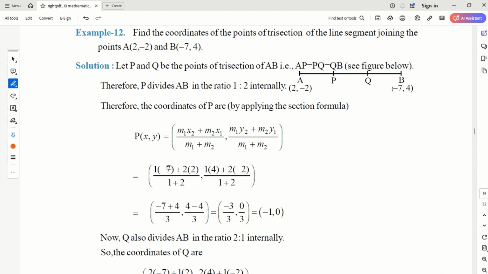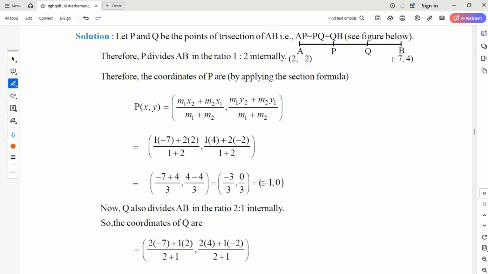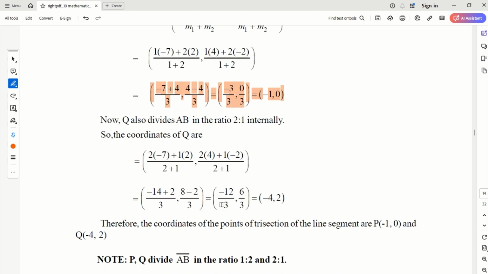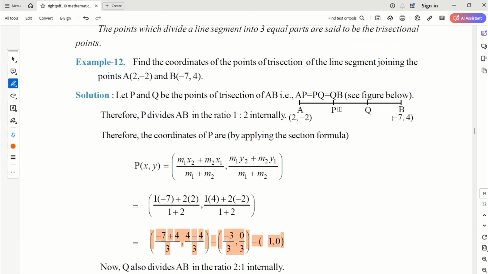P divides in a 1 is to 2 ratio, so we apply 1 is to 2 here, and we get the value (-1, 0) for P. And Q divides in a 2 is to 1 ratio, so apply 2 is to 1 here. You get the value (-4, 2). The method is the same, exactly the section formula is what you will apply. The only thing is you need to be careful about the ratio in which each individual point is dividing the whole line.